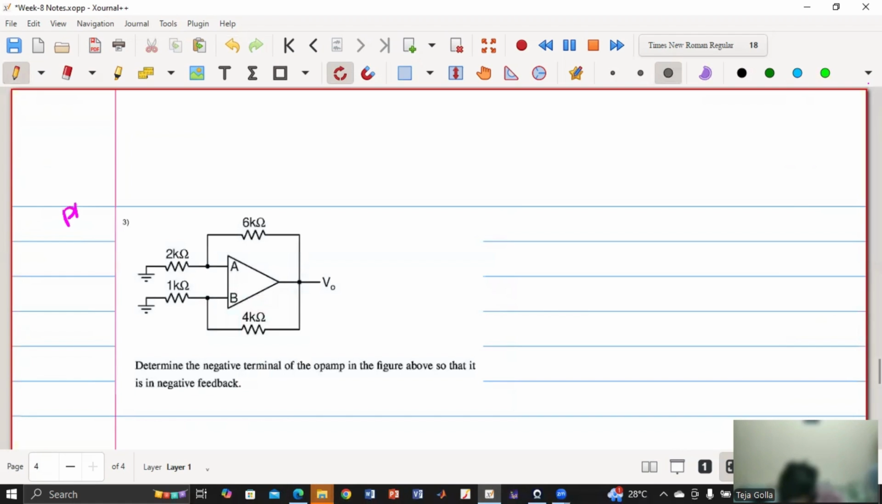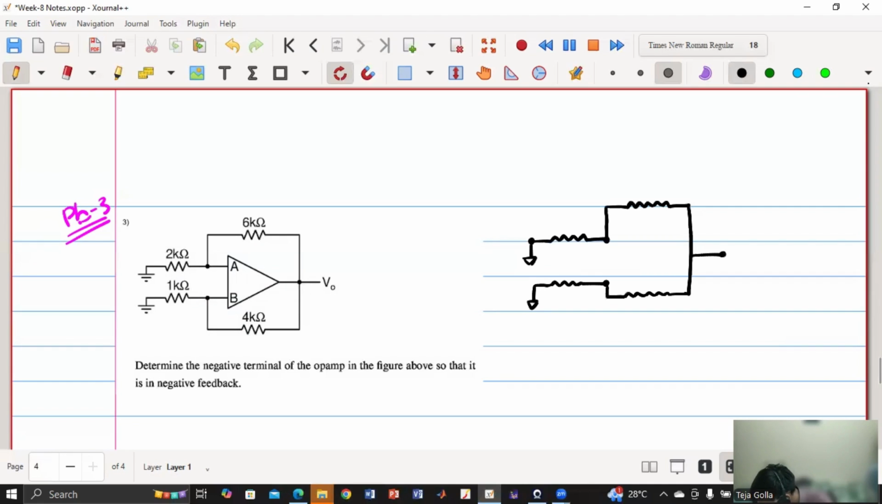So this becomes our problem 3 for today. First of all, I'll remove the op amp. So this is my 2K and this is ground, and this is my 1K and this is ground. So A and B are removed. Now there is another resistor here and another resistor here. Both of these are connected to V naught, right? So now I have to excite this V naught with a test voltage, V test.